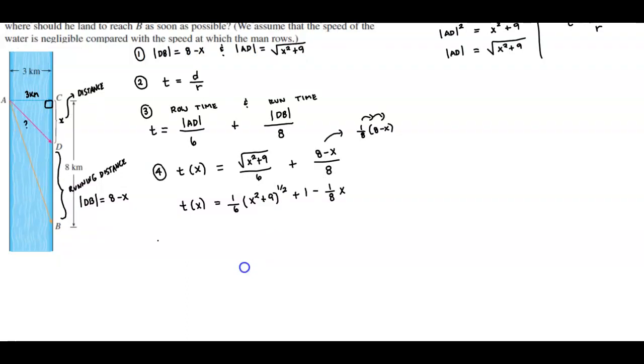Okay, so now we want to take the derivative of this function. Taking the derivative, we're going to get 1/2 times 1/6 times x squared plus 9 to the negative 1/2 times the derivative of what's inside, which is x squared, so that's going to be 2x. We know the derivative of 1 is going to be 0.